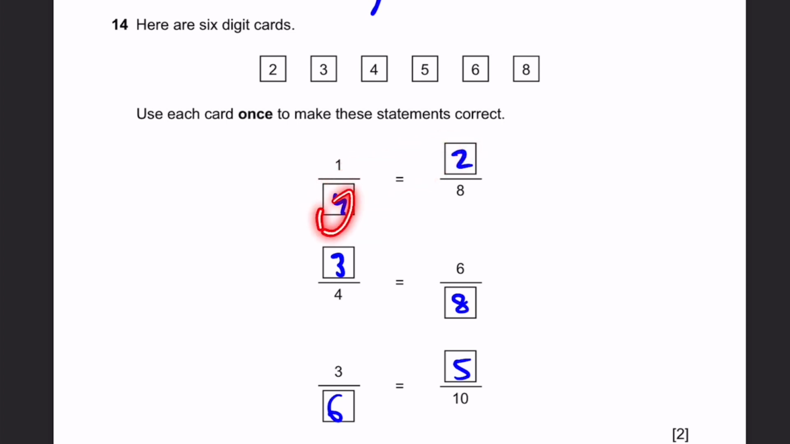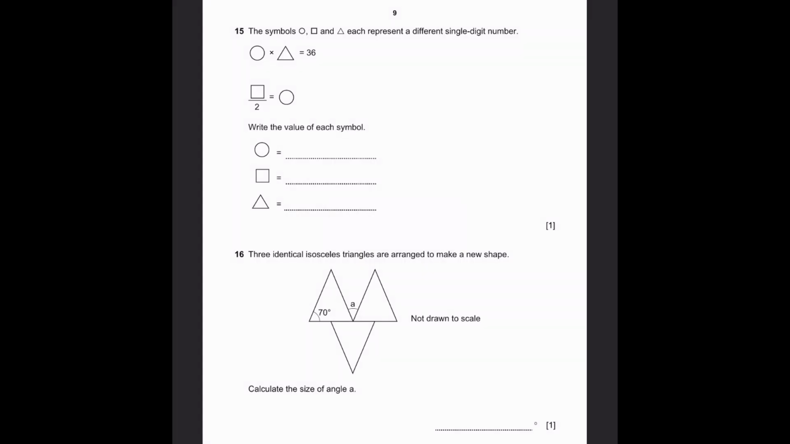So at the end, it doesn't matter where you place these two. They have to be 4 and 2 somewhere in these two. And these two can be 3 and 8 in any order. These two have to be 6 and 5 in any order. And that's the answer. Now you can go to question 15.